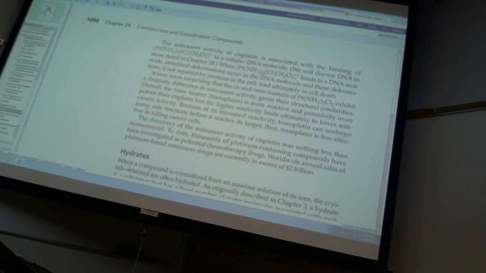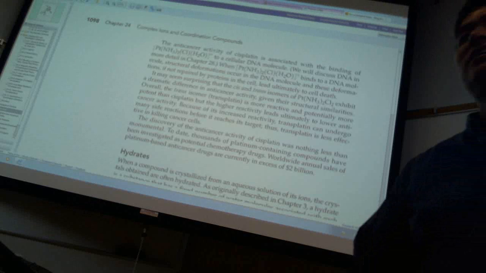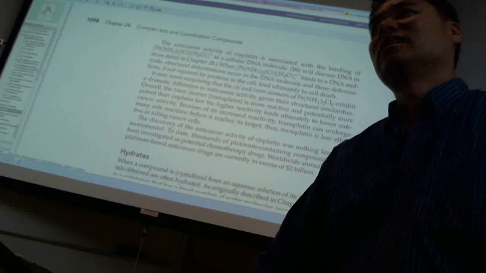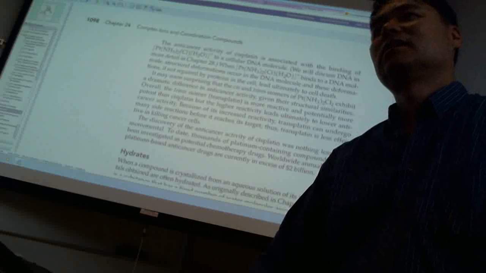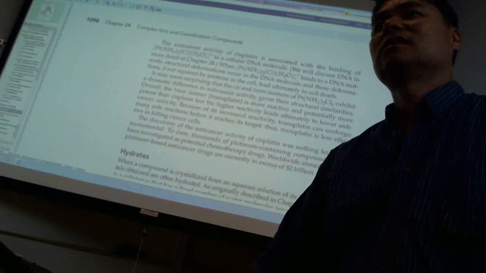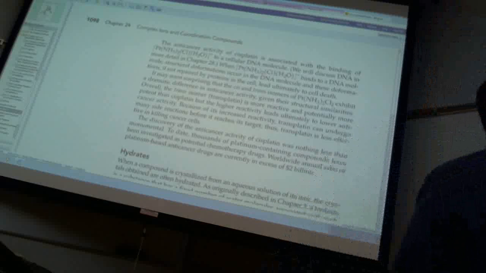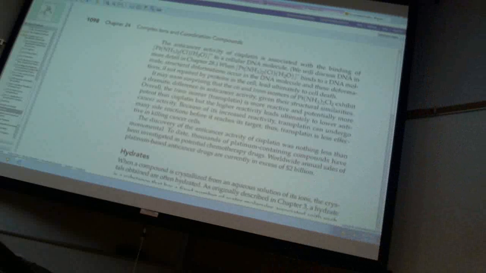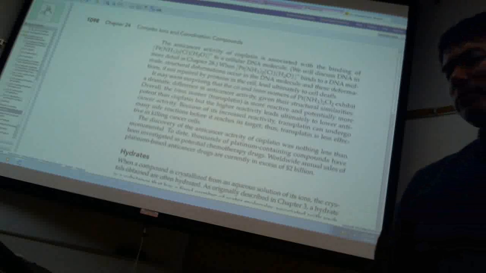sp3d2, octahedral, right? Is that right? It's wrong. Why is that wrong? Because this is not an sp3d2 bond, because valence bond theory doesn't work for complexes. MO theory will work for that. And bonding is a bit more tricky.